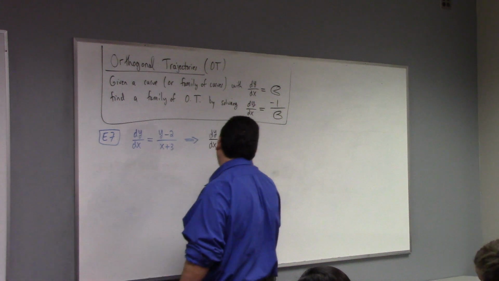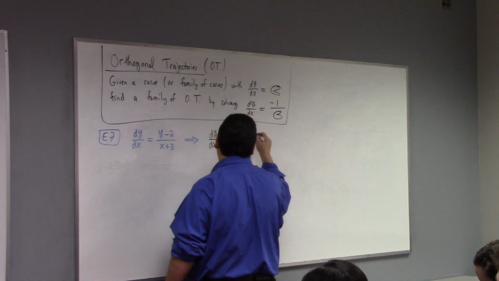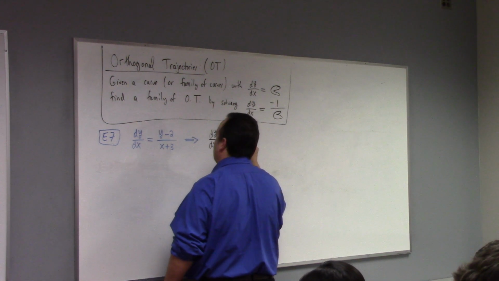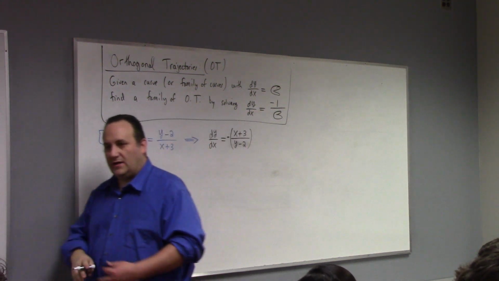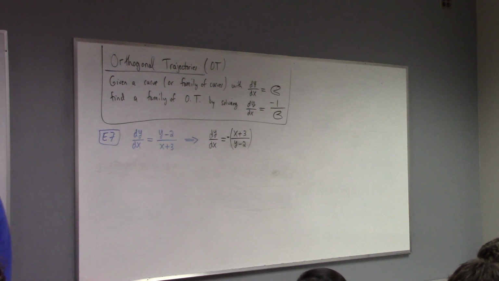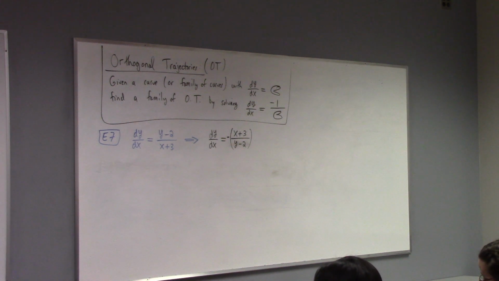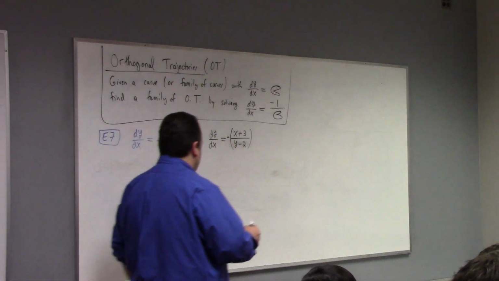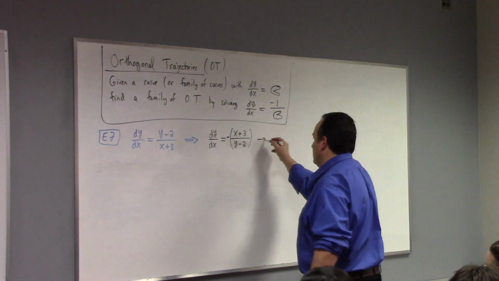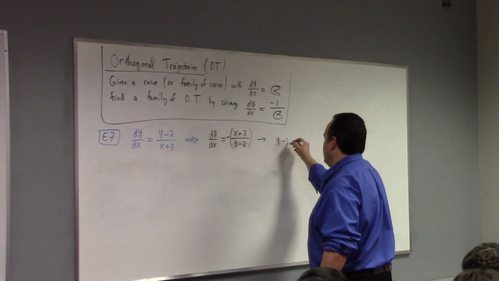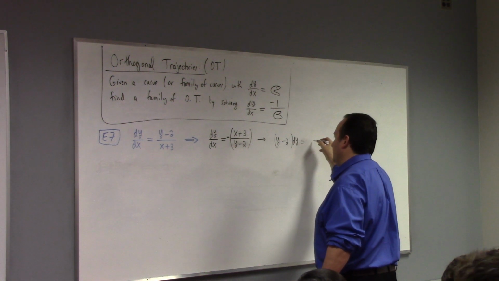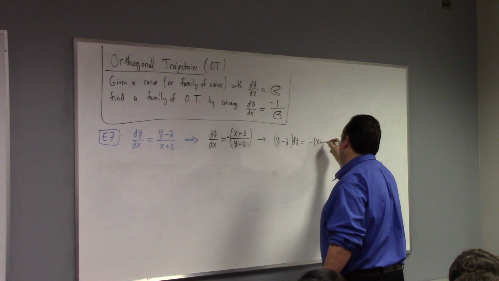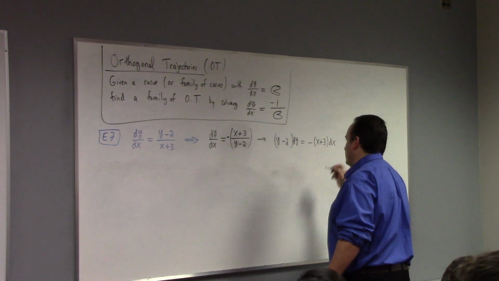Let me just, my bad. I'll make up my mind here eventually, guys. I'm going to put a minus out front, and I'll leave that y minus 2. All right, fine. Now, how do we solve this thing? The only way we know how, right? Separate and integrate. So this gives me (y minus 2) dy equals minus (x plus 3) dx.